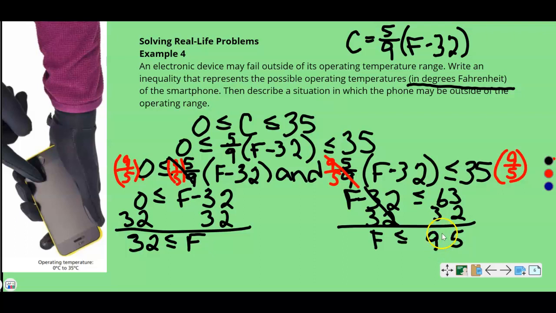So we can write this as a compound inequality like this. So the solution is from 32 degrees to 95 degrees Fahrenheit. And that would be the operating temperature for a smartphone. So if you're below freezing, below 32 degrees, or if you're at a temperature above 95 degrees, your smartphone may not work.